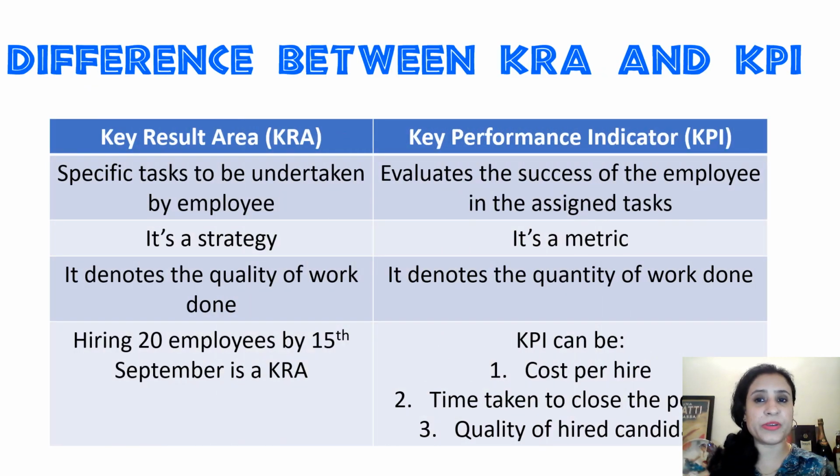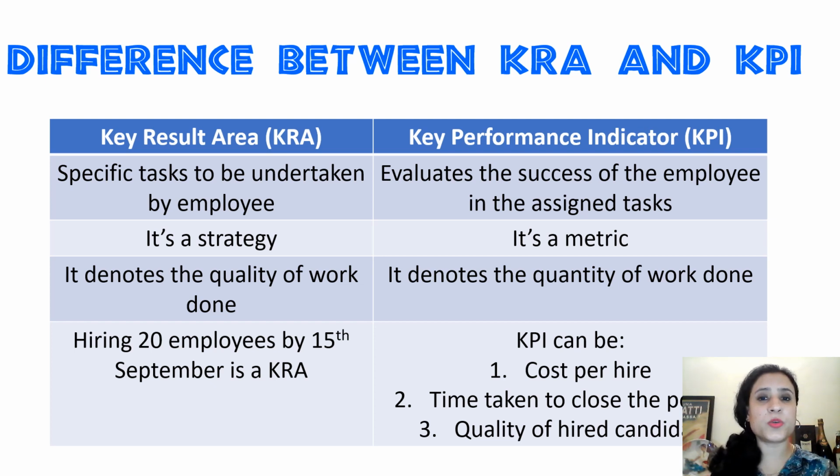Now, what is the difference between KRA and KPI? So KRA is the key result area and KPI is the key performance indicator. So KRA is the specific task to be undertaken by the employee and KPI evaluates the success of the employee in the assigned task. So when you tell the employee that he's supposed to hire 20 employees by 15th of September, whether the employee was able to meet that goal or not is what will be defined by the KPI. Now, KRA is a strategy and KPI is a metric.